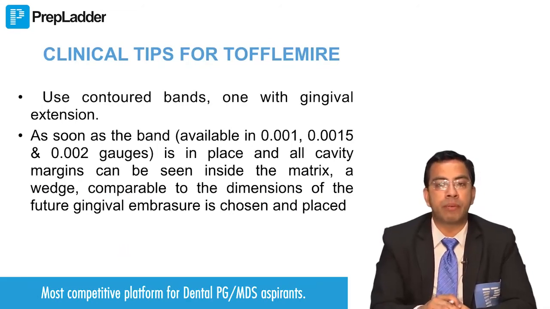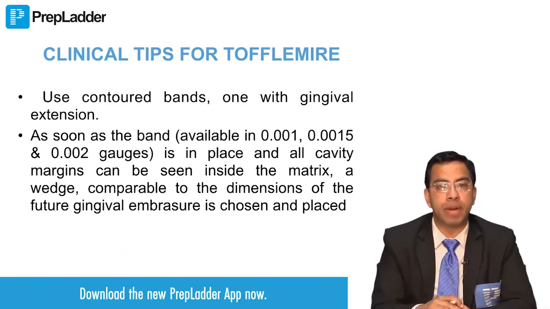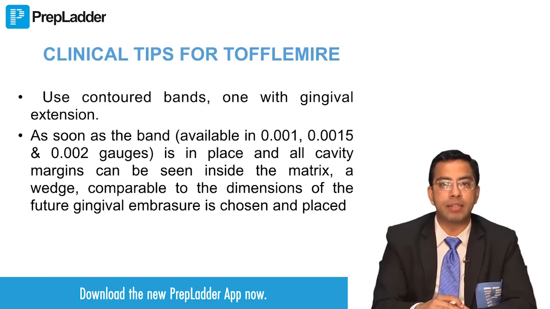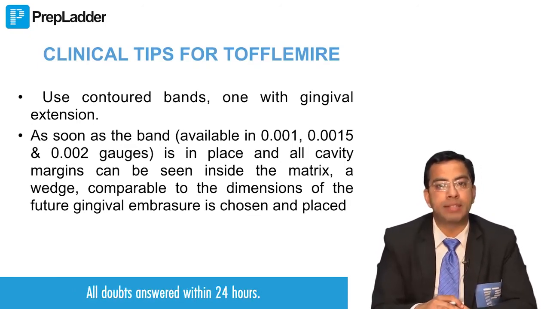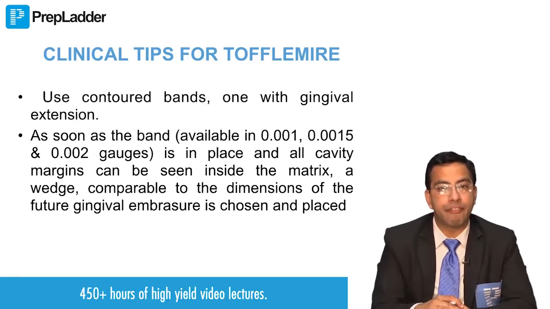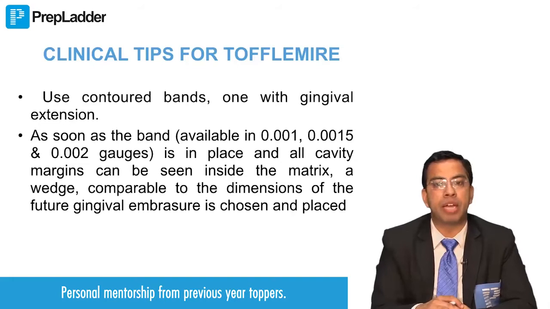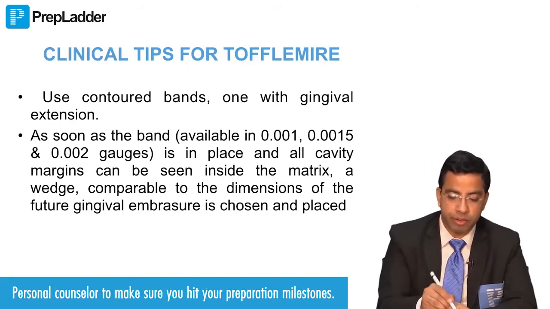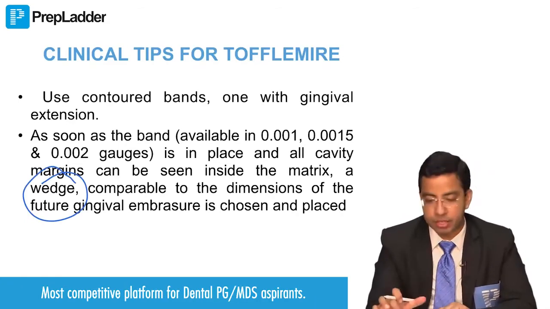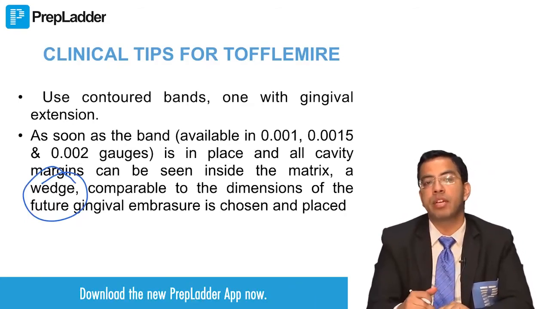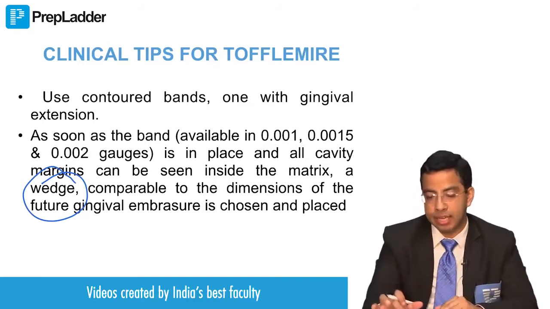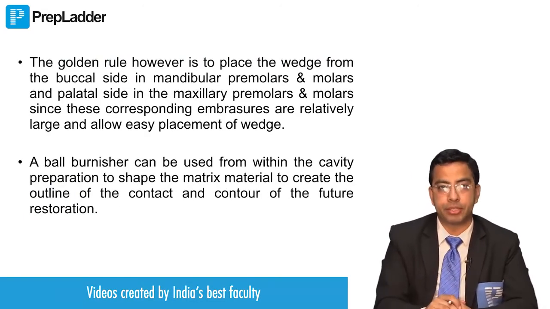So, when you are using the Tofflemire, there are certain things which you have to keep in mind. You always use the contoured bands, the one with a gingival extension. As soon as the band is in place and all the cavity margins can be seen inside the matrix, a wedge which is comparable to the dimension of the future gingival embrasure is chosen and placed. So, it is always better to apply a wedge. We will be talking about wedges, the types of wedges, how to place a wedge, different kinds of wedging techniques in the later half of the presentation.